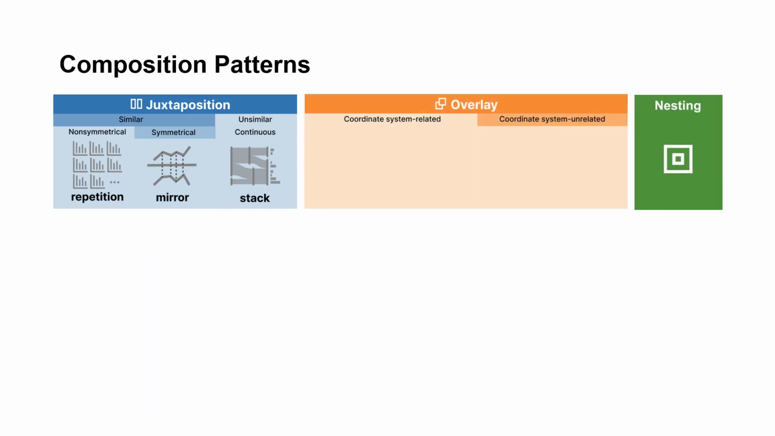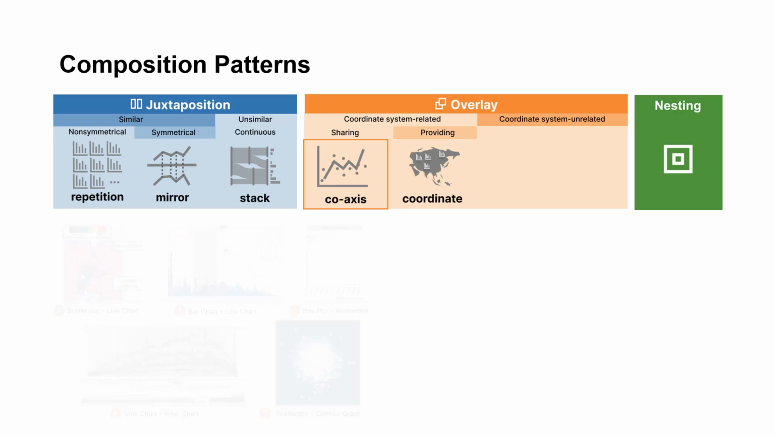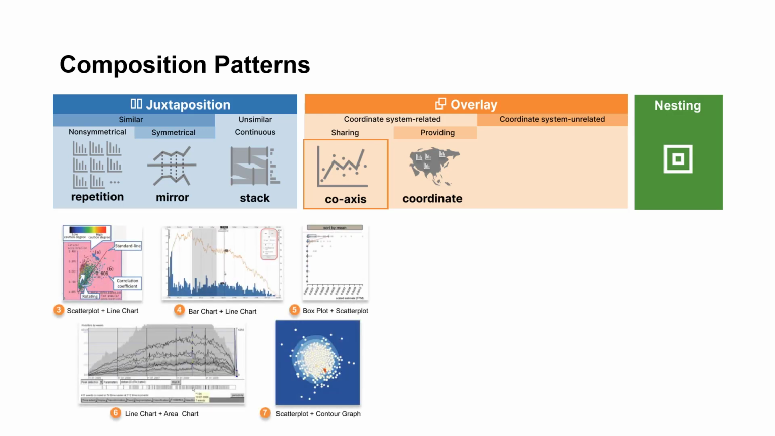Overlay visualizations are divided into two categories based on whether the coordinate axes are related. When the coordinate axes are related, we divide them into two categories, coaxis and coordinate, according to the data relationship. Coaxis means that two subcomponents share the same coordinate axis. Here are some examples of common coaxis visualizations.